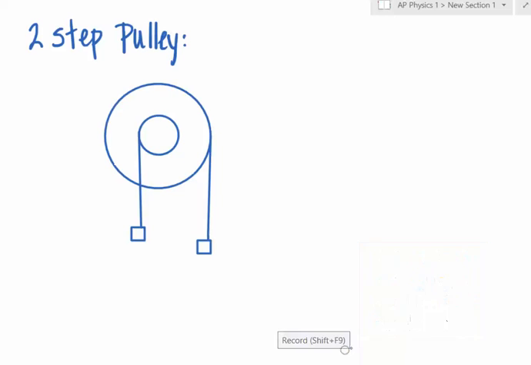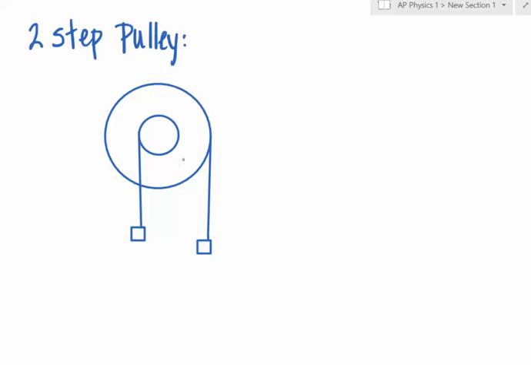All right, let's look at another one. This is going to be a two-step pulley. Okay. So a two-step pulley. All right, let's give this pulley system, remember, two different strings, two different masses. We're going to mass some things out.